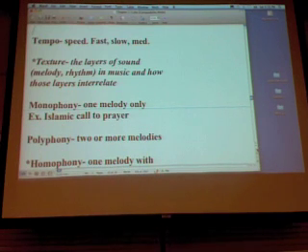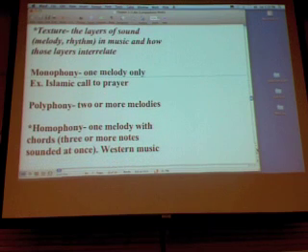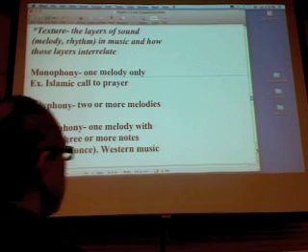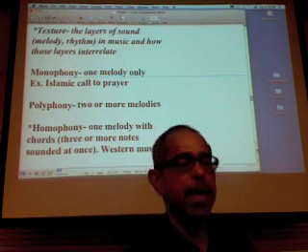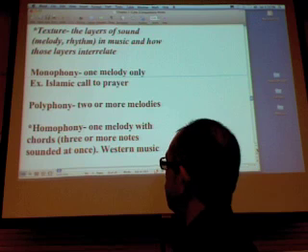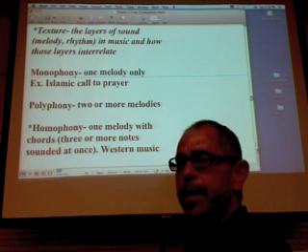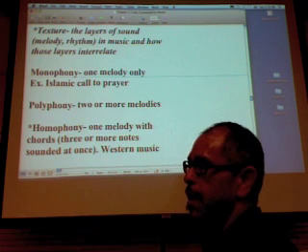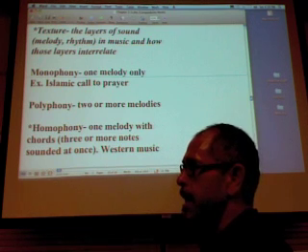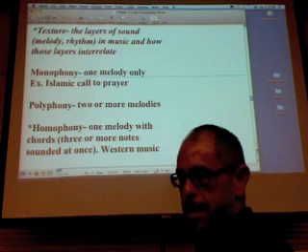Monophonic, one sound. Polyphonic, on the other hand, is many sounds. 2 or more melodies, and each of those melodies must be equally important and independent from one another. And we do find some polyphony in world music. There are a lot of cultures that have very, very thick textures.